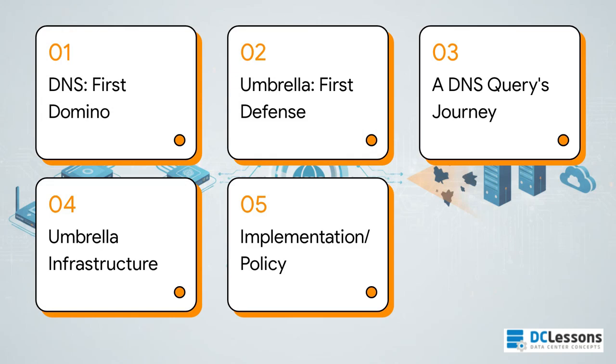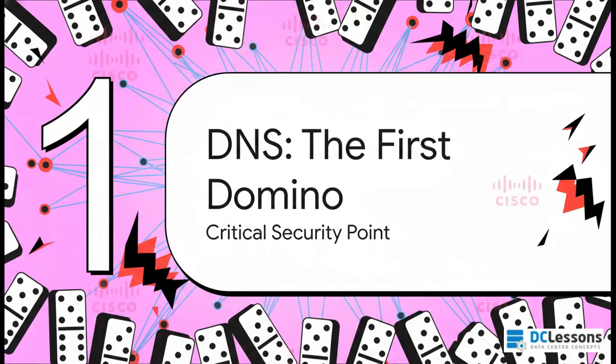So here's our game plan for this explainer. First, we'll hammer home exactly why DNS is so critical. Then we'll introduce how Umbrella steps in as your first line of defense. After that, we're going to follow a single DNS query on its entire journey, take a look at the massive global infrastructure that makes it all possible, and then wrap up with the practical stuff you need to know to actually implement it. Okay, let's kick things off with Section 1, DNS, the first domino.